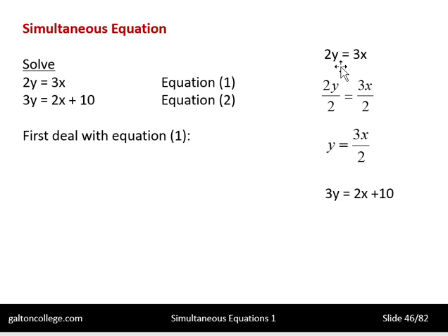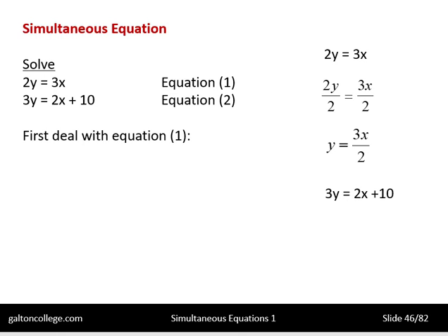So we start with 2y equals 3x. We'll deal with the first equation. Now divide by 2, so we get 2y over 2 equals 3x over 2. That leaves y on its own, so it's 3 over 2 x. So we've got that relationship there, and we'll just keep that.